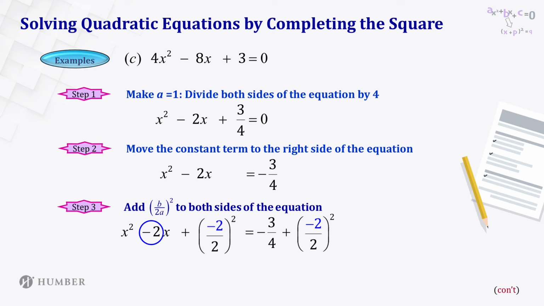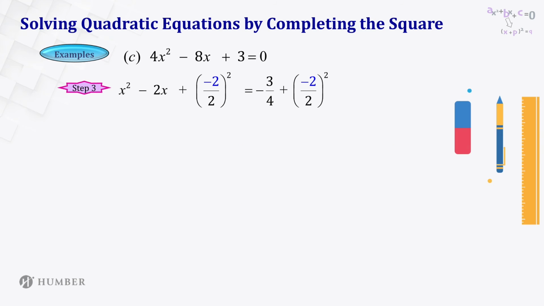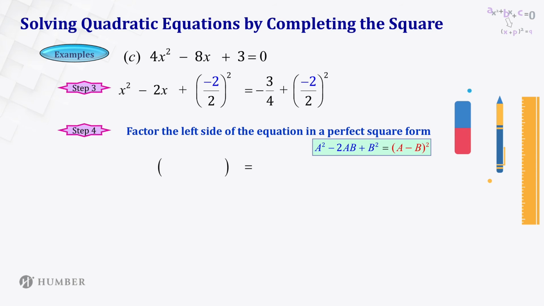That is, we are adding 1 to both sides of the equation. Step 4. Factor the left side as a perfect square form. Simply write x from the first term and take negative 1 from the constant term. Make sure to have negative sign since the middle term has it. Simplify the right side, negative 3/4 plus 1, which should be 1/4.